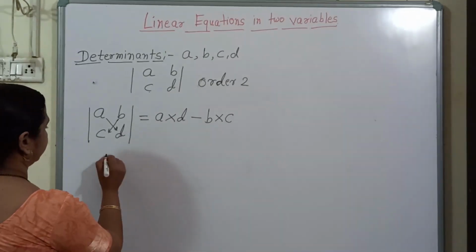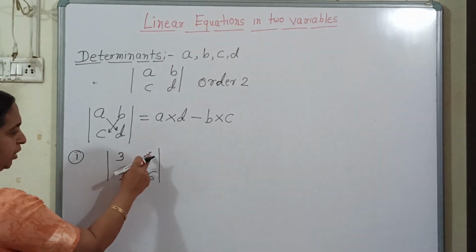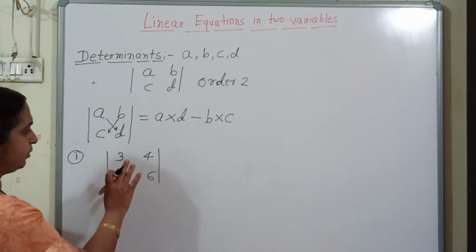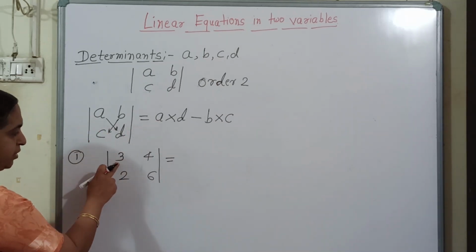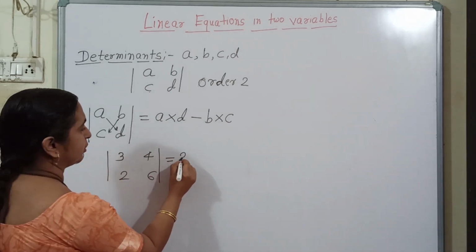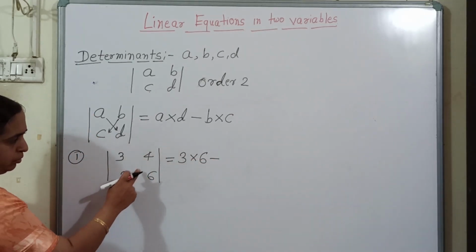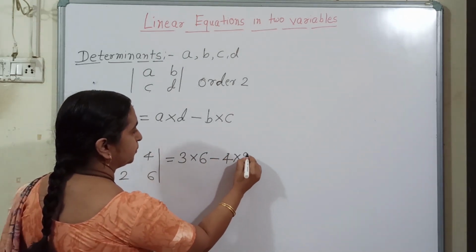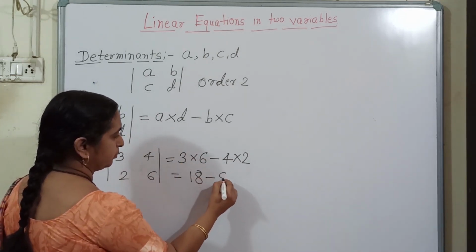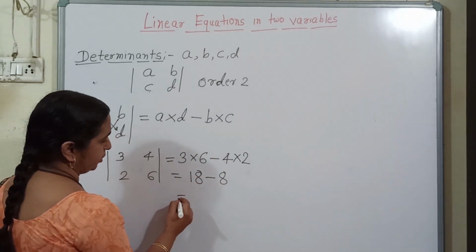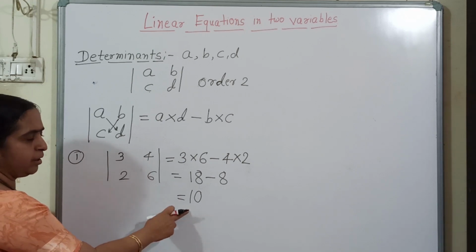We take first example. Consider this determinant: 3, 4, 2, 6. We write these 4 numbers within these 2 vertical lines. This is the determinant. Now we use this formula. First we write the value of A, here 3, first row, first column element, into cross product 6, minus product of remaining 2, 4 into 2. 3 into 6, 18, minus 4 into 2, 8. 18 minus 8, answer is 10. Means using this formula, we get the value of determinant as 10.